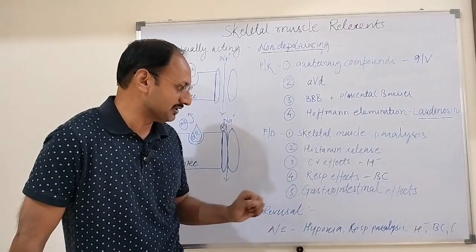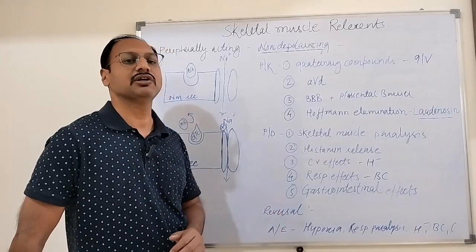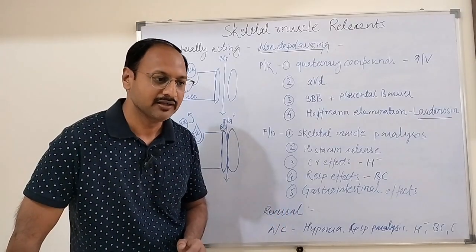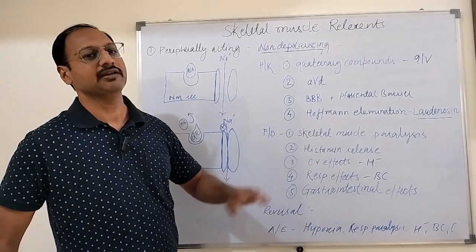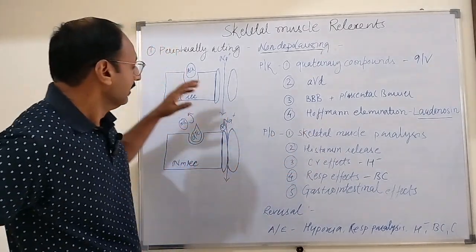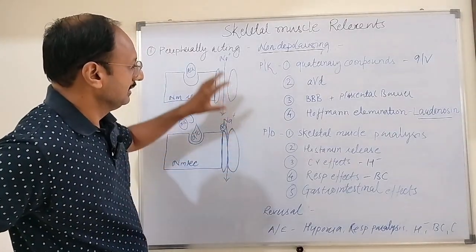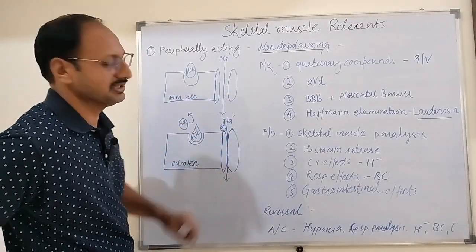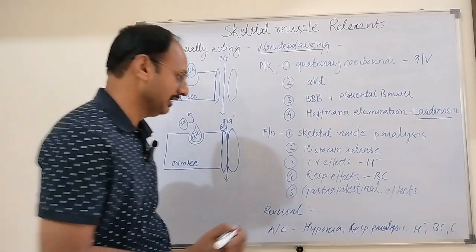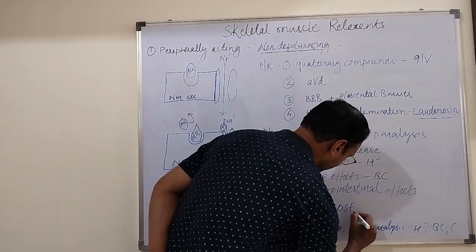And number five is gastrointestinal effect. These drugs decrease the tone and motility of the GIT. Therefore, these drugs can precipitate constipation. Blocking or reversal of these skeletal muscle relaxants can be done by administering neostigmine or pyridostigmine.